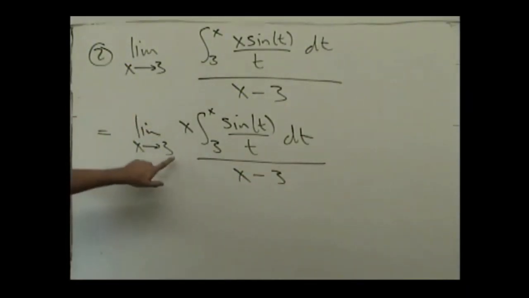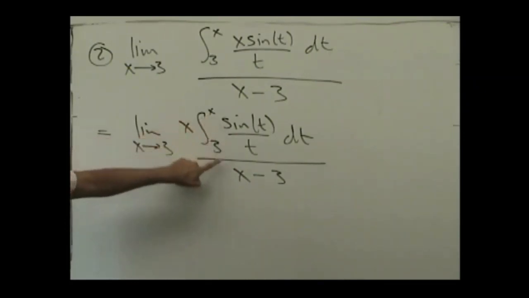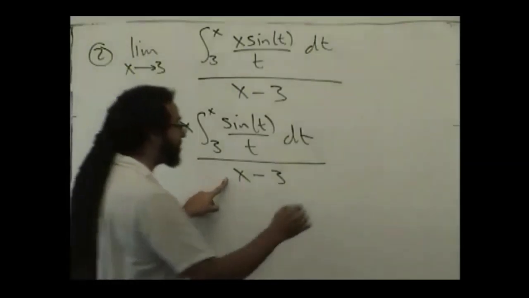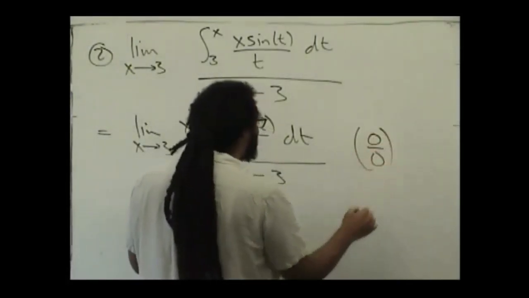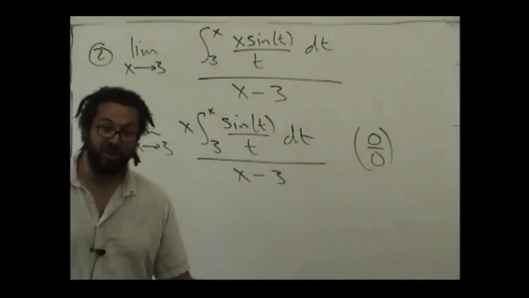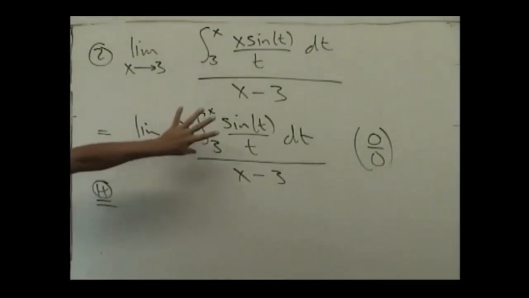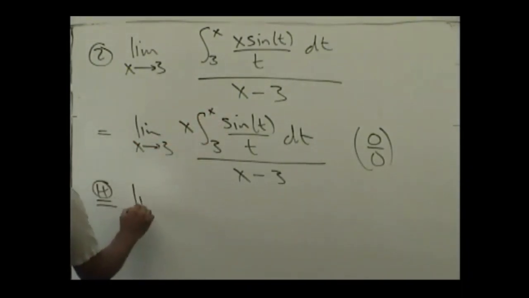And now if you just plug in a 3 for x, you get 3 times the integral from 3 to 3, that's 0, and then here I get a 0 in the bottom. So this is of the form 0 over 0. That means we're allowed to apply L'Hopital's rule. So let's do that. According to L'Hopital, I'm going to take the derivative of the thing in the numerator.